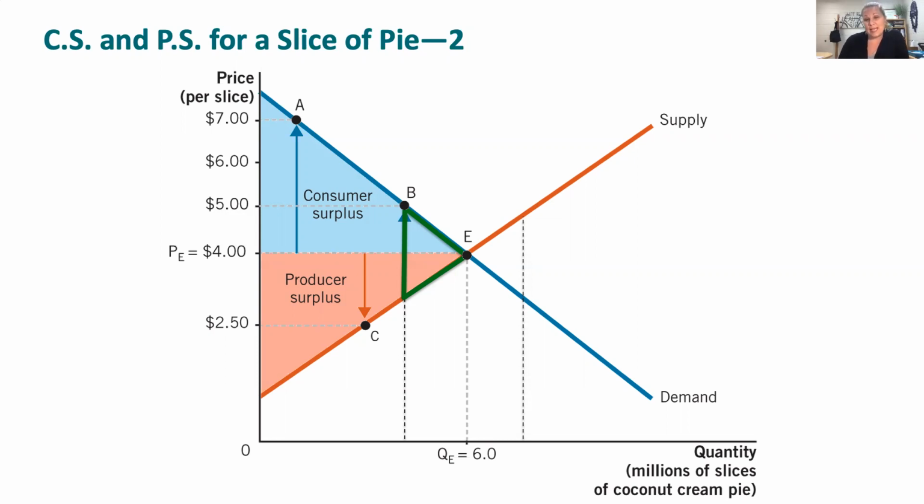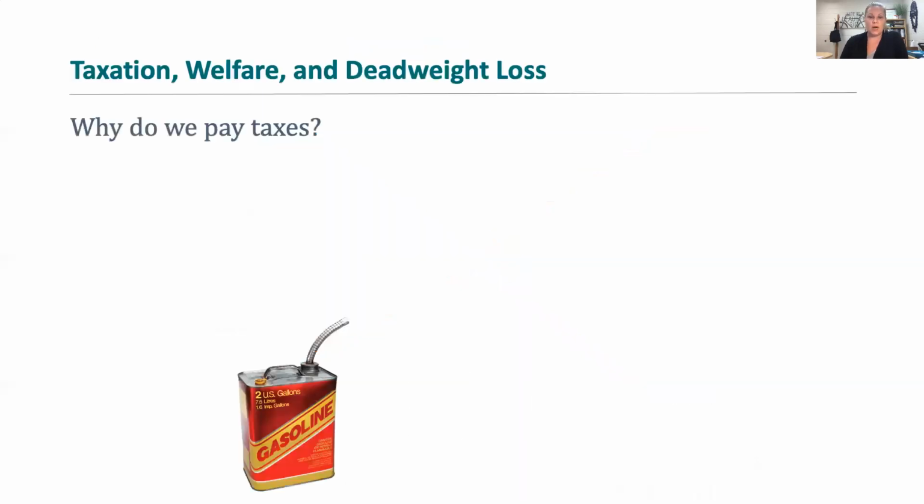We introduced last time this idea of operating out of efficiency if we were to be producing and consuming at any quantity less than the equilibrium quantity. And we called the amount of loss that's associated with that inefficiency dead weight loss. So this brings us to the next topic, where we're going to talk about how taxes actually distort market behavior and market outcomes such that they result in a dead weight loss.